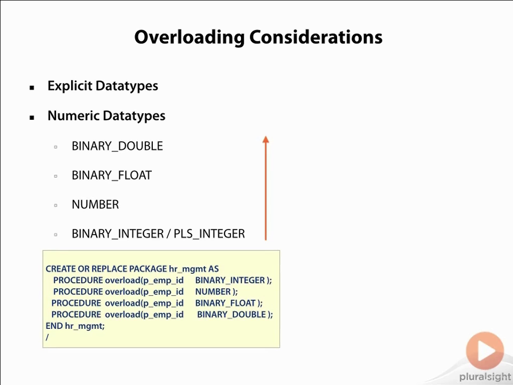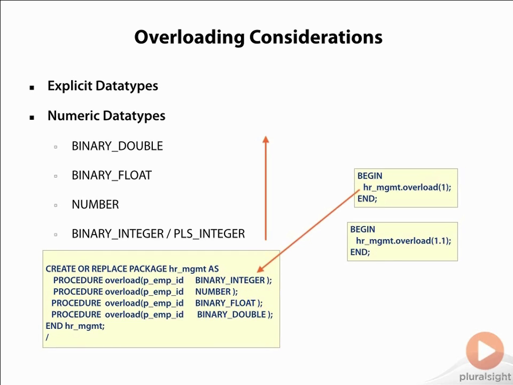So let us say we have a package HR management where we have 4 procedures by the name overload, taking in P_EMP_ID of each of these numeric data types: binary integer, number, binary float, and binary double. So which implementation will be called when you call the HR management.overload procedure with a numeric literal of 1? Oracle will resolve it to binary integer, which is at the lowest level.